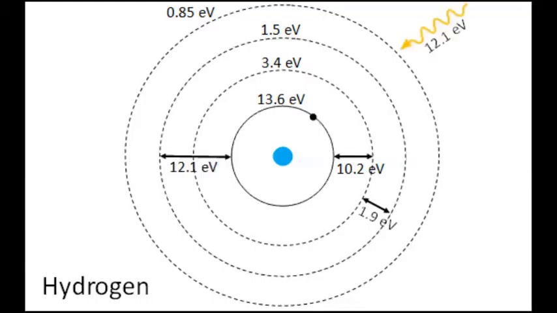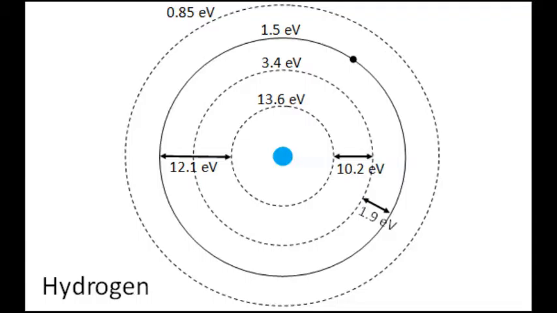And if the original photon, let's say it had an energy of 12.1 electron volts, that's the difference between the ground state energy and the second excited state energy. Then the electron would be able to absorb that photon and jump from the lowest energy state to the second excited state, and so on.